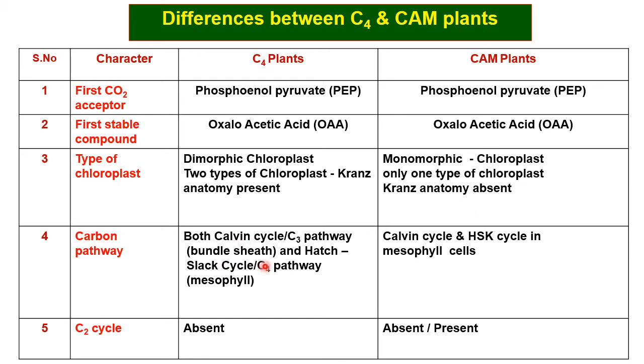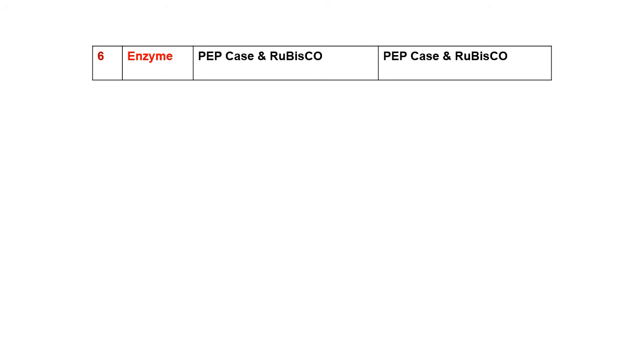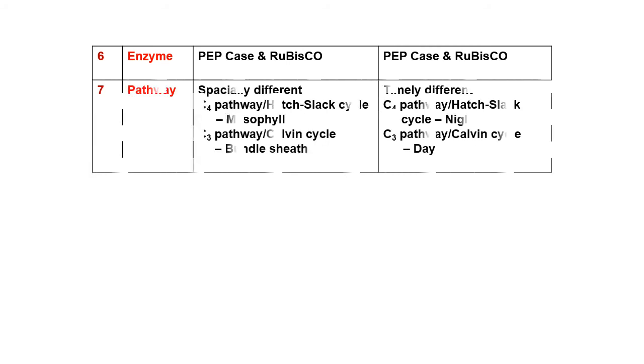In C4 plants, both the Calvin cycle and Hatch-Slack cycle take place, with the Calvin cycle taking place in bundle sheath cells and the Hatch-Slack cycle in mesophyll cells. While in CAM plants, the Calvin cycle and Hatch-Slack cycle both take place in mesophyll cells alone. Then the C2 cycle is absent in C4 plants, while it may be either present or absent in CAM plants. Both in C4 as well as CAM plants, the enzymes involved are PEPcase and rubisco.